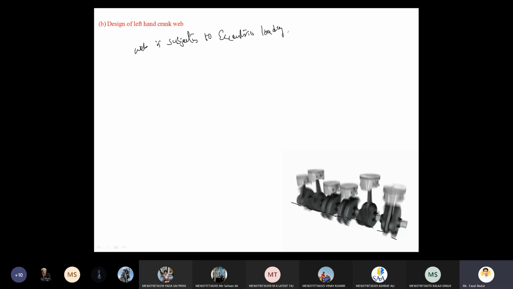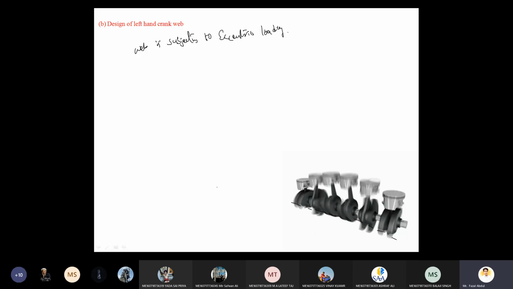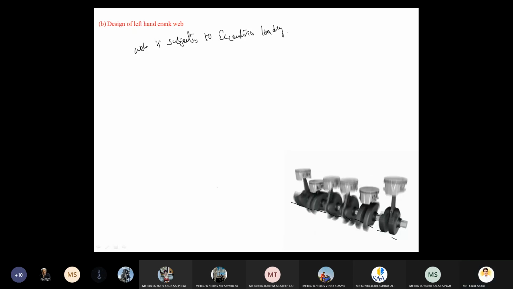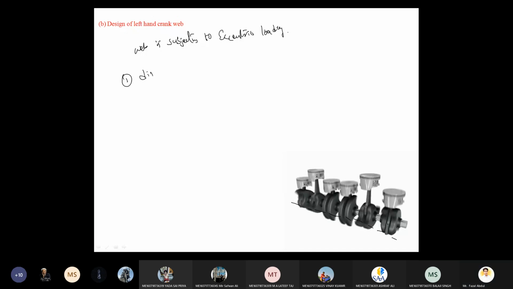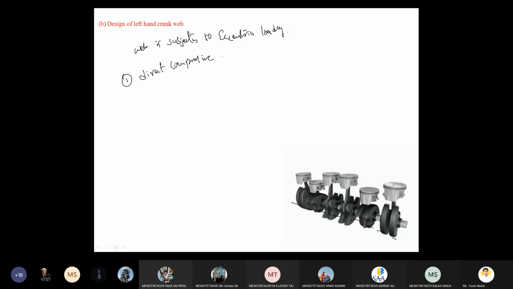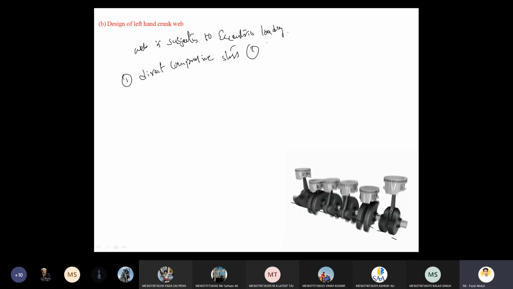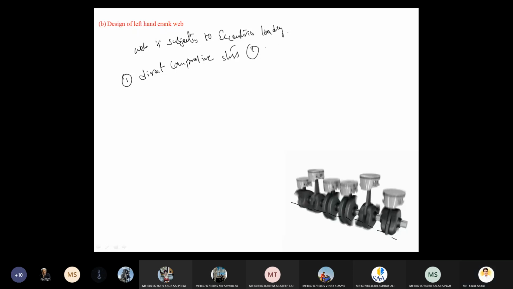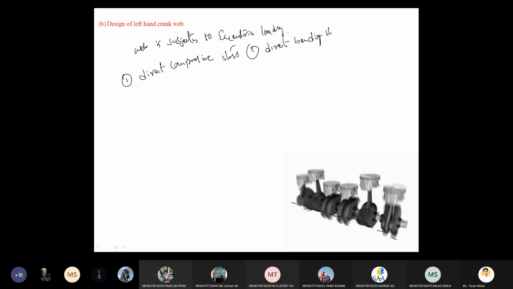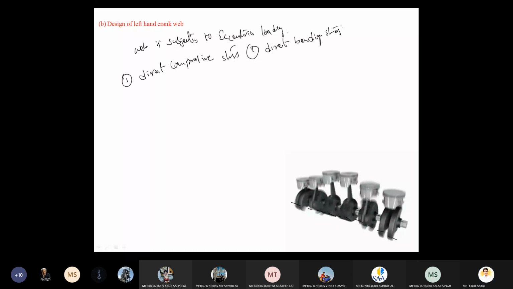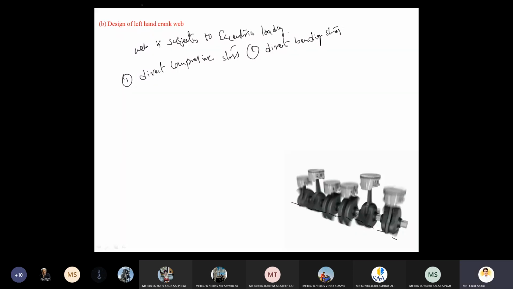Eccentric loading. And there are two stresses acting on the crank web. The first one is the direct compressive stress, and the second one is the direct bending stress. These two stresses act on this crank web. Now the thickness of the crank web is denoted by T.